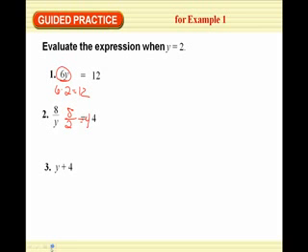Let's see if we get them right. Substitute 2 in, 2 plus 4 is 6, and I wasn't showing my work nicely, writing it out, so don't make any mistakes. 11 minus y, that's going to be 11 minus 2, which is 9.